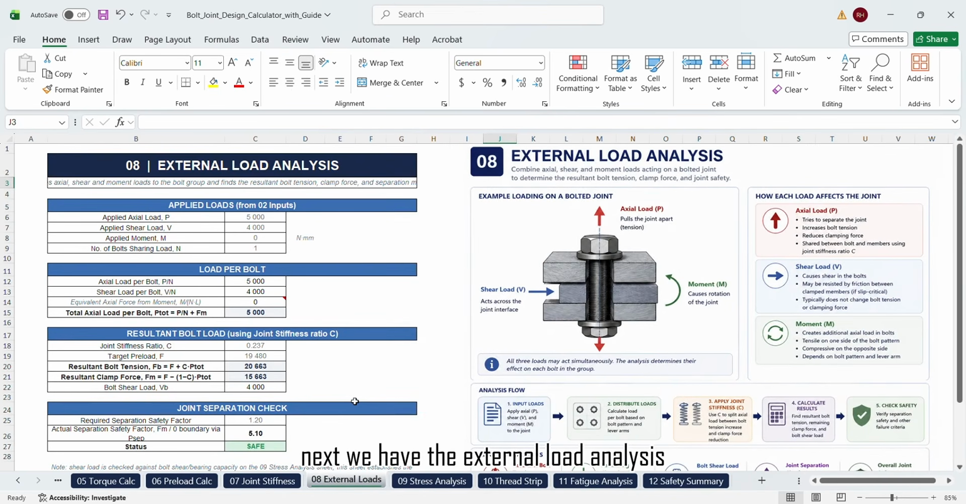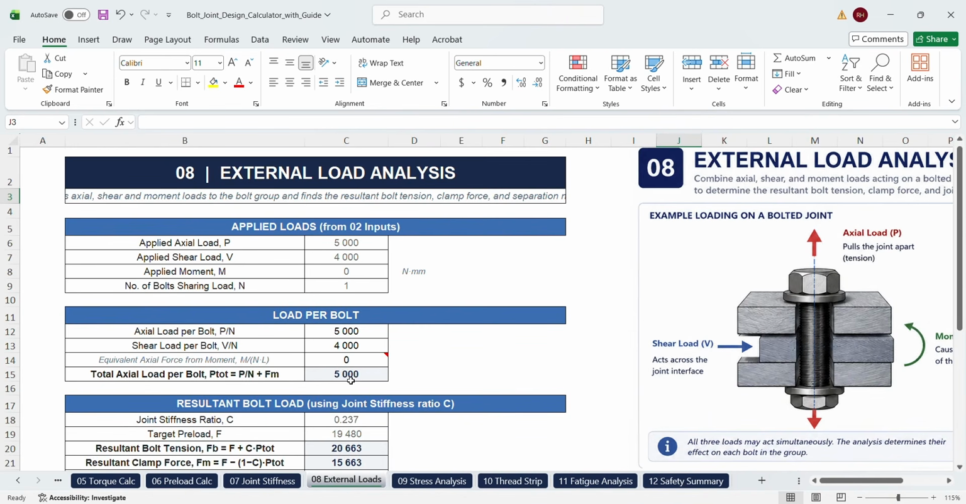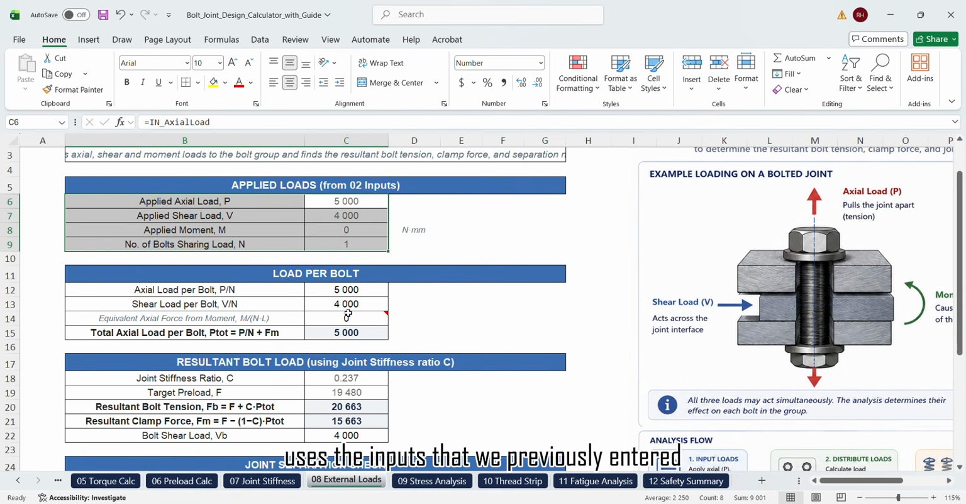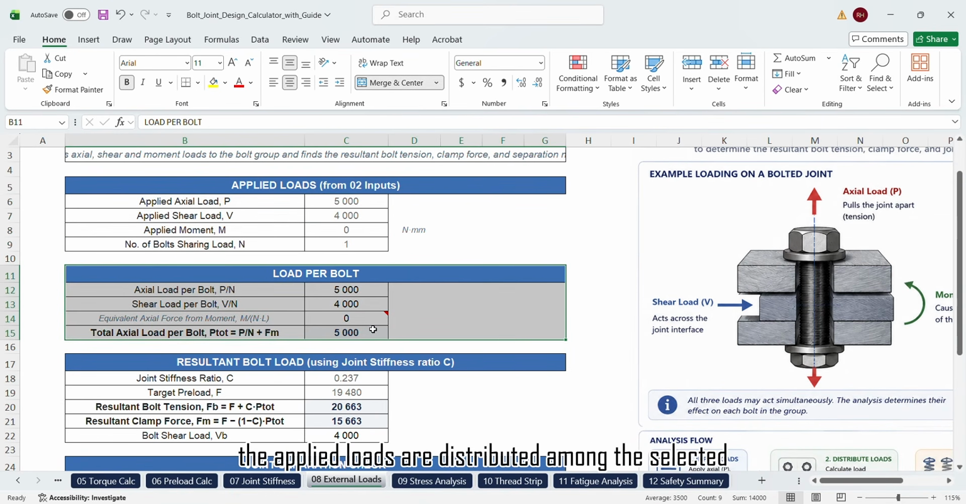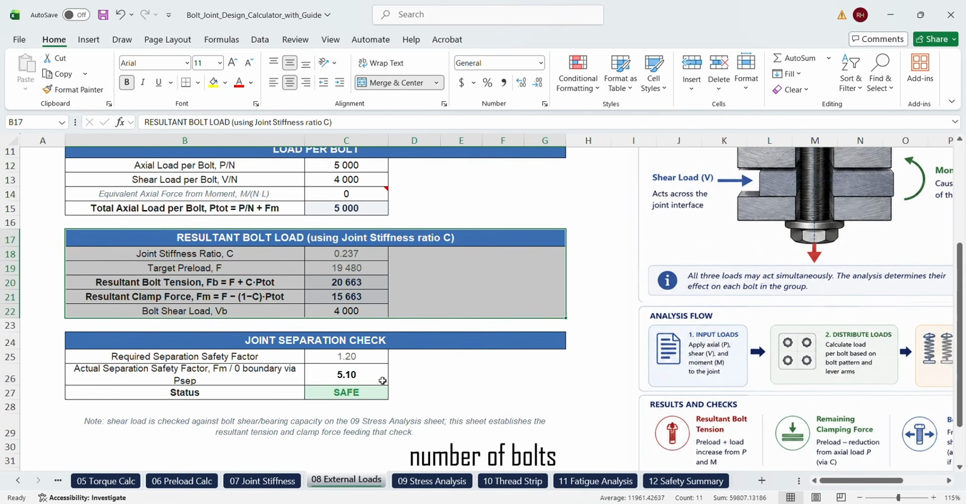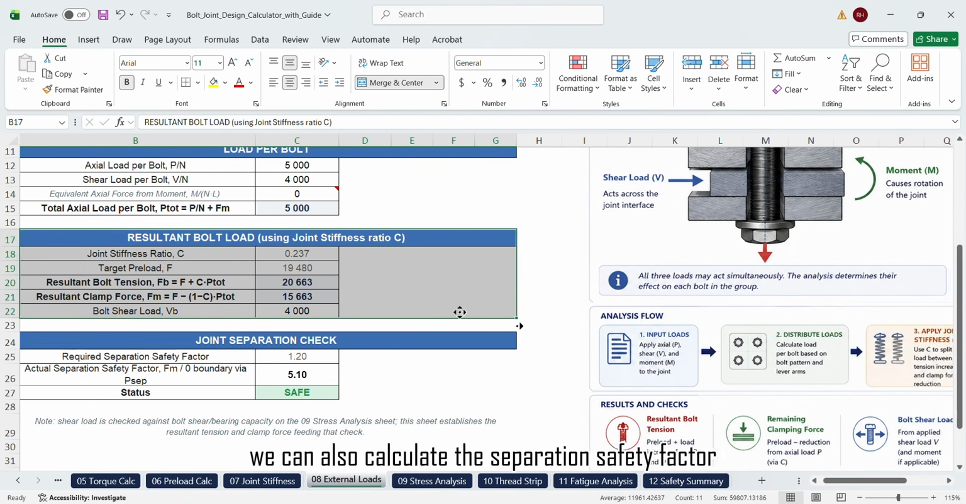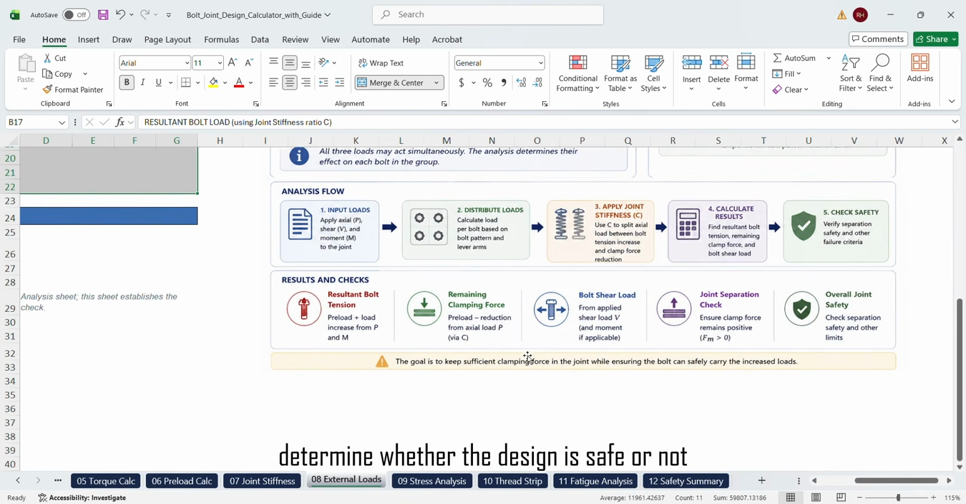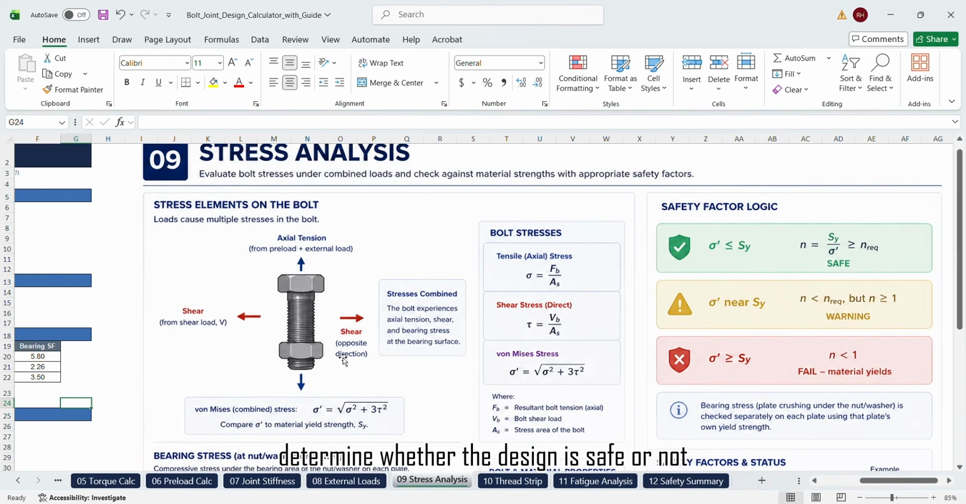Next, we have the external load analysis. The external load analysis uses the inputs that we previously entered. The applied loads are distributed among the selected number of bolts using the joint stiffness ratio that we calculated. We can also calculate the separation safety factor again and immediately determine whether the design is safe or not.